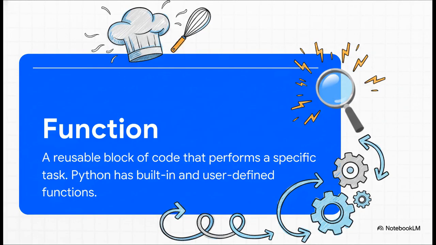A function is basically like a recipe. It's a named, reusable chunk of code that does one specific thing. So instead of writing the same lines of code over and over again, you just call the function by its name. It makes your code so much cleaner and easier to manage.